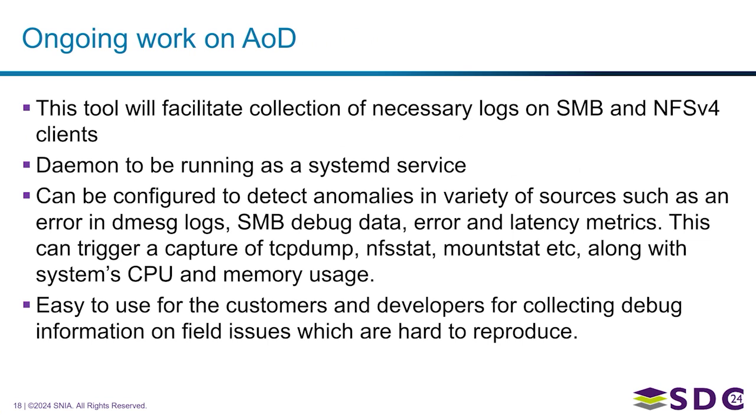So this is basically a daemon, runs as a system service, and it can be configured to get different kinds of anomalies. It can be from eBPF scripts, or it can be from DMSs or any others. And it also provides the general information about CPU and memory usage of the system. It makes our life easier to get information from the customer for the cases where it is impossible to reproduce issues in-house, so that we can provide this tool to the customer and get the logs necessary.